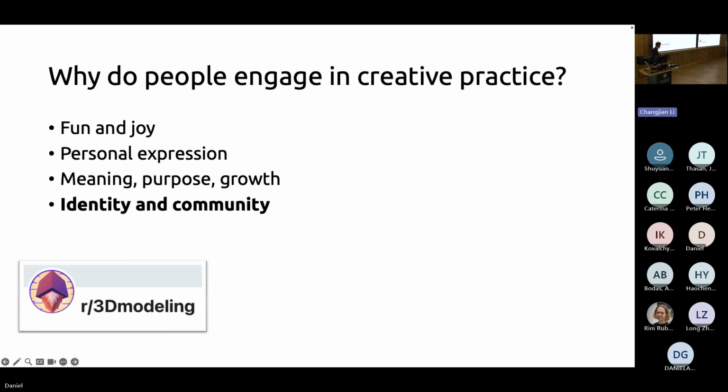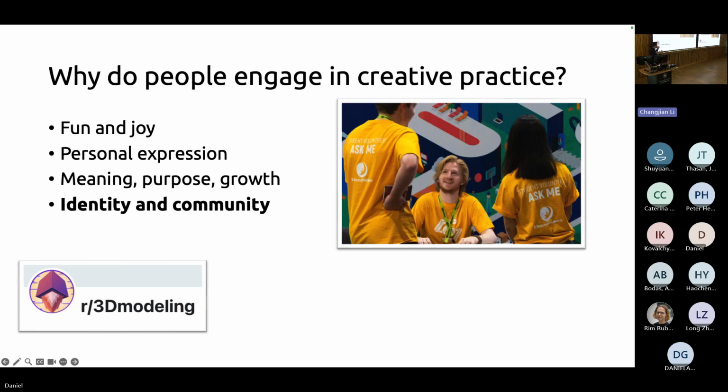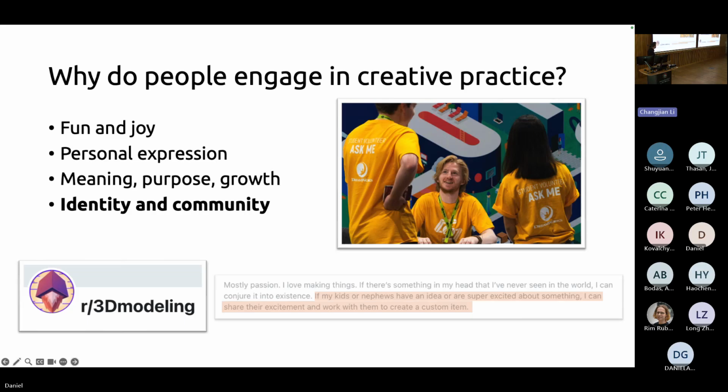It's not just online communities, there are in-person communities. Many of the student volunteers that we interact with at these SIGGRAPH conferences that we go to think of themselves as 3D artists and build lifelong bonds out of these gatherings. And it's not just professional community. Here's a comment of somebody who finds in 3D modeling, and in this case, 3D fabrication, a way to connect with their family, with their kids, with their nephews, their other young relatives.